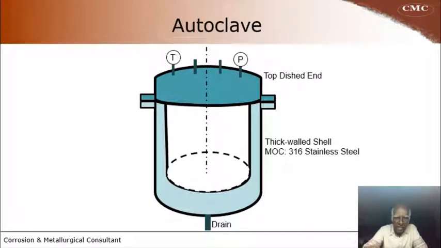This is the sketch of the autoclave. You can see the autoclave body here, and you can see the top dish end, and it is made of 316 stainless steel, a thick wall vessel, because autoclave is supposed to operate at very high pressure inside. Chemicals are added here and reactions are carried out and the final products are analyzed. And this is the laboratory autoclave.